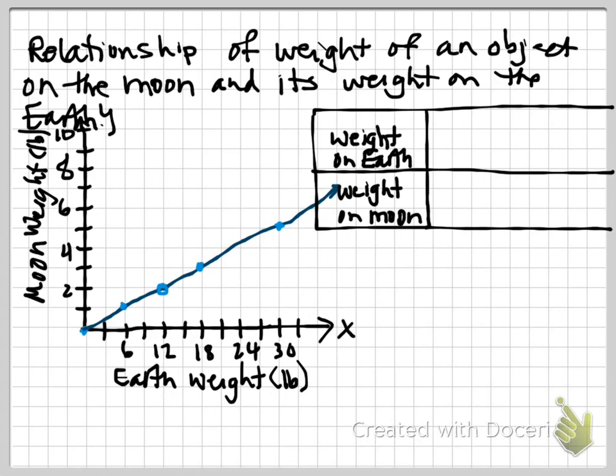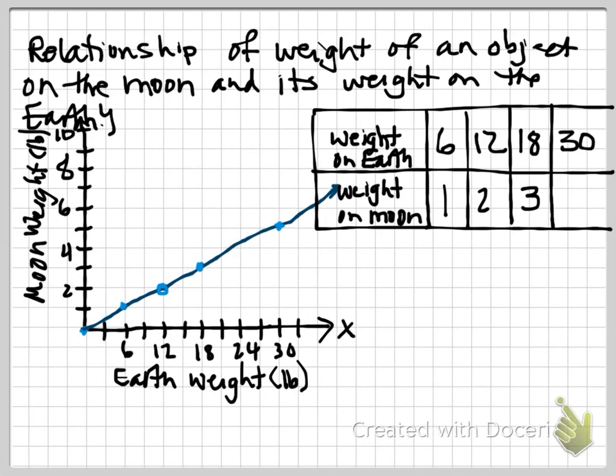So we were 6 pounds on the Earth, and what do we say we weighed on the moon? 1. Okay. When we were 12 pounds on Earth, we weighed 2 pounds on the moon. When we were 18 pounds on the Earth, we weighed 3 pounds on the moon. And then we jumped up and we said, well, when we weigh 30 pounds on the Earth, we weigh how much? 5. We weigh 5. Okay, so that's our table.